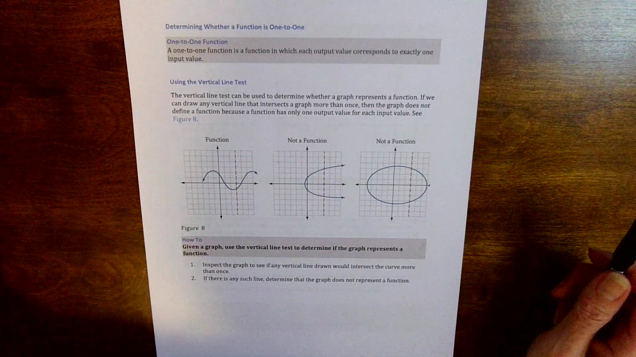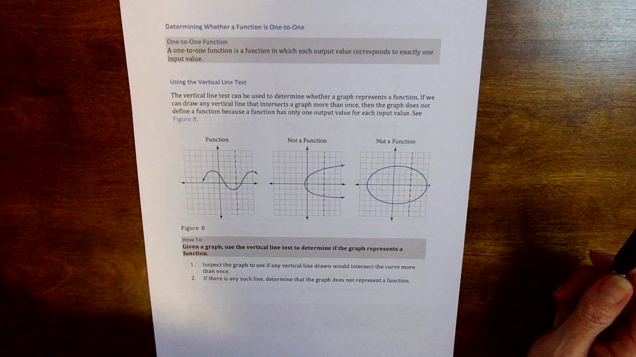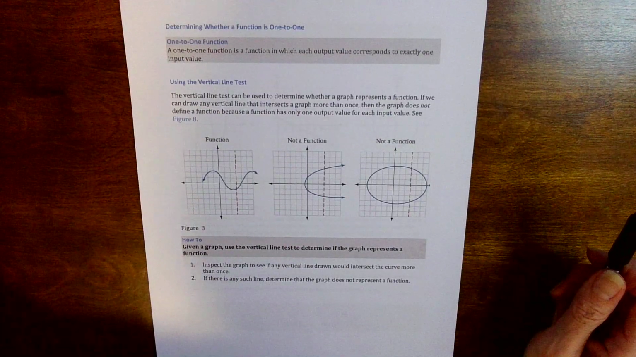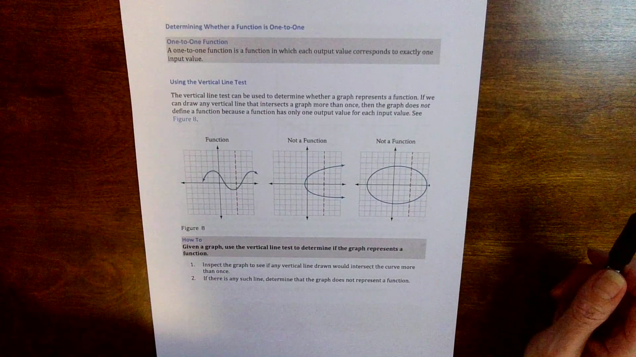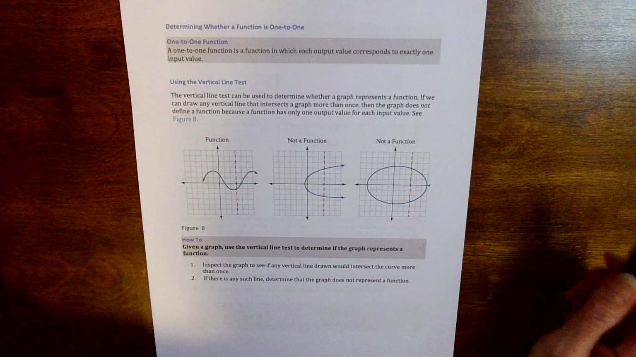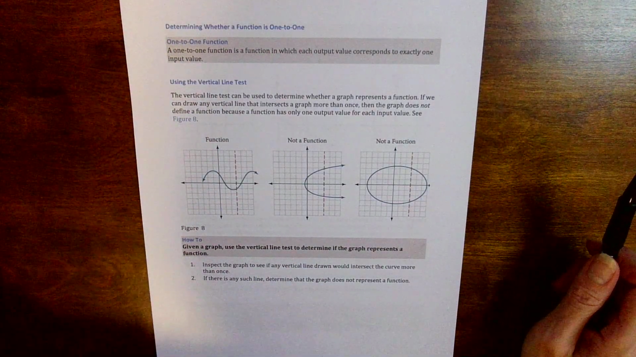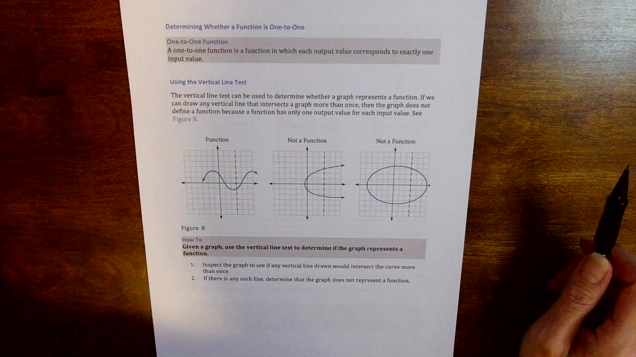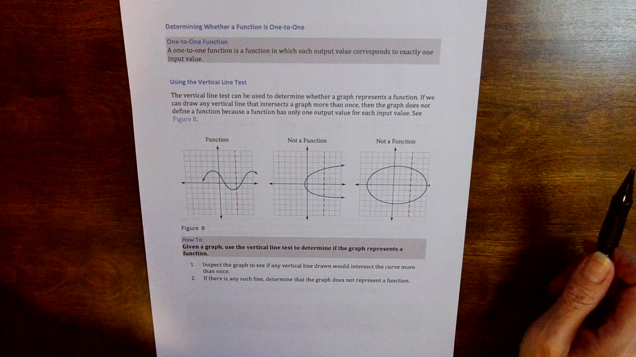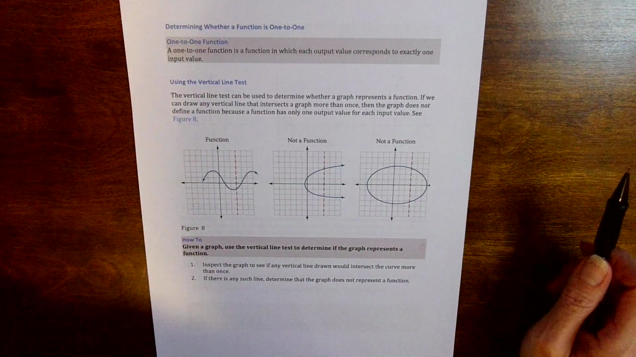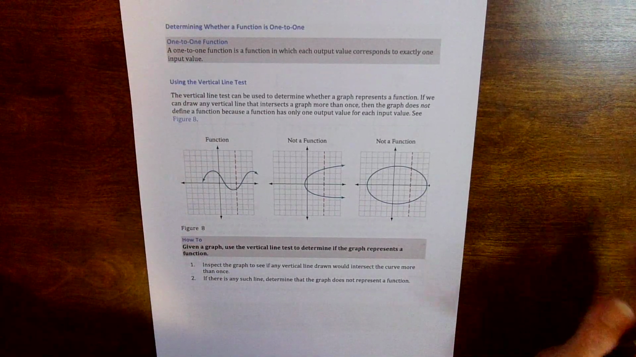It's really important when we start talking about inverses of functions. A one-to-one function is a function in which each output value corresponds to exactly one input value. So no twins, basically.